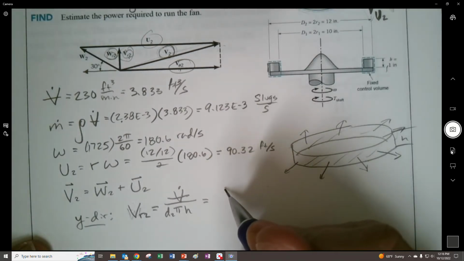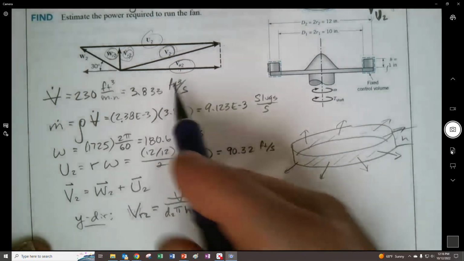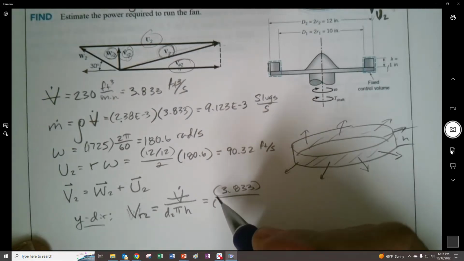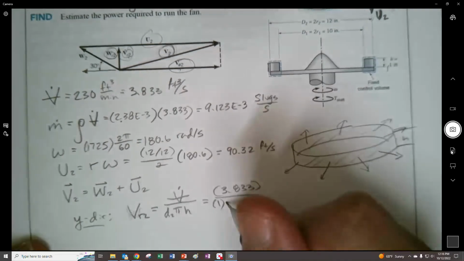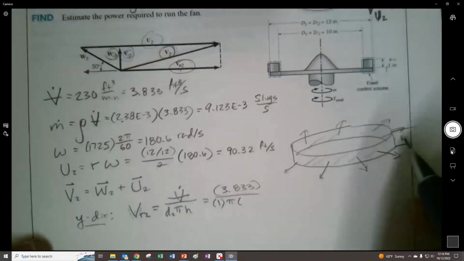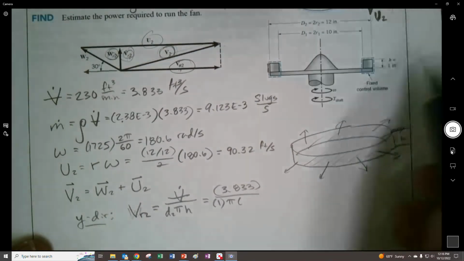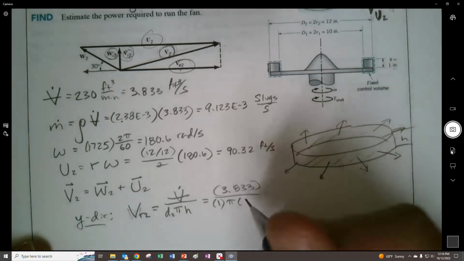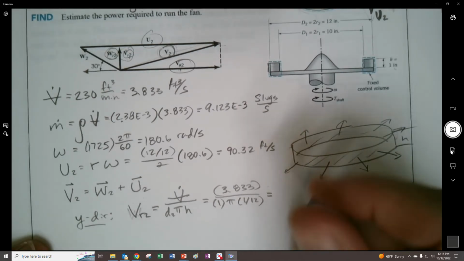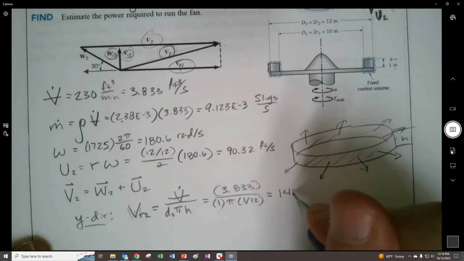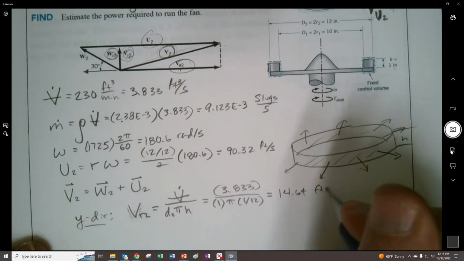So we're going to say that we have 3.833 cubic feet per second. And the diameter is going to be, well, the diameter is 1 foot, because it's 12 inches, times pi. And then we have 1/12 of the height of the thing to turn it into feet. And what we're left with, if we do this correctly, is 14.64 feet per second.